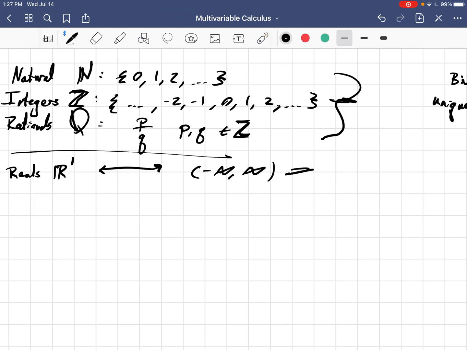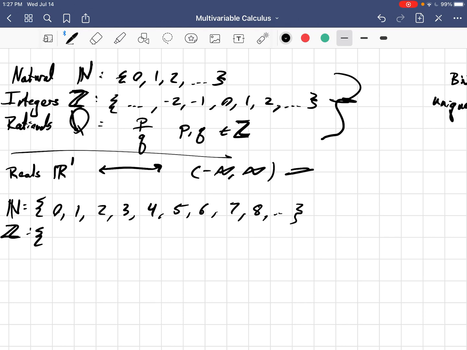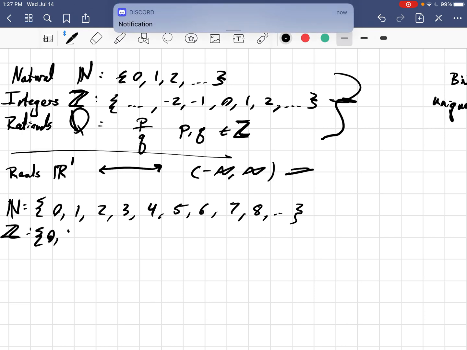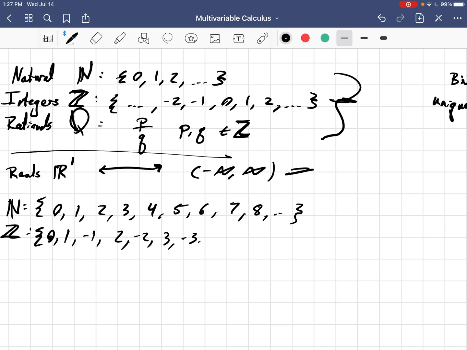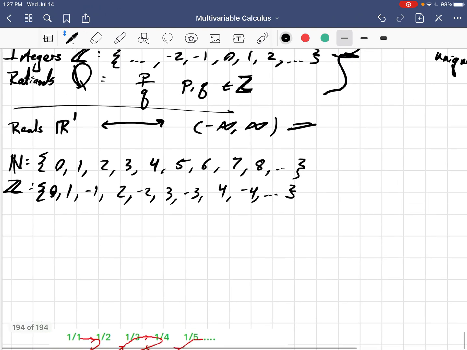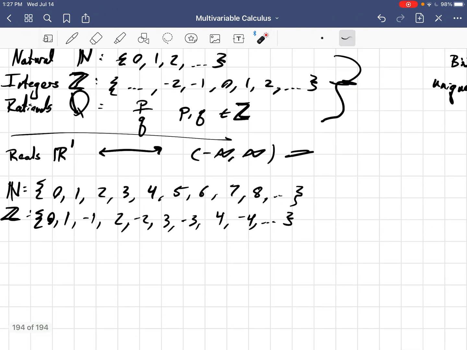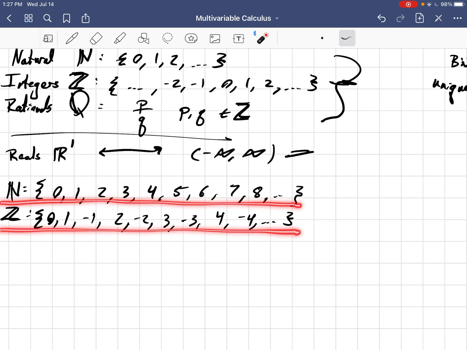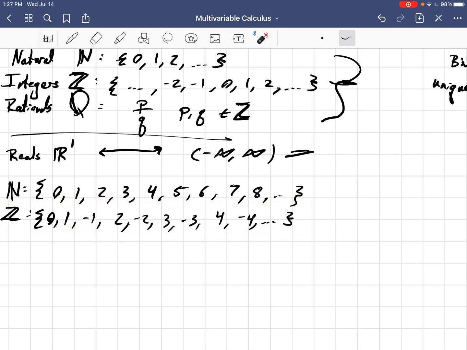Let me write out a bit more of those. So 0, 1, 2, 3, 4, 5, 6, 7, 8. I'll stop at 8. So that's the natural numbers. And now for the integers, I'll write it like this: 0, 1, -1, 2, -2, 3, -3, 4, -4, and so on. And so the question is, how can we map every element in this set to every element in that set? And the answer is, pretty obviously, right?